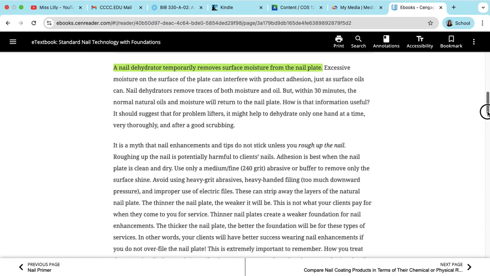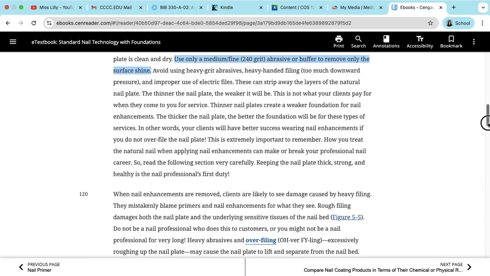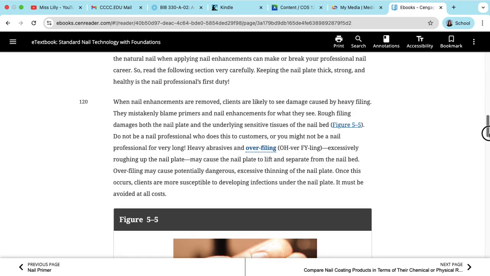Very good information to know is to use only a medium to fine grade abrasive buffer to remove only the surface shine of the nail. That's very important because we can damage the nail plate. When nail enhancements are removed, clients are likely to see damage caused by heavy filing. So we have to be very careful.